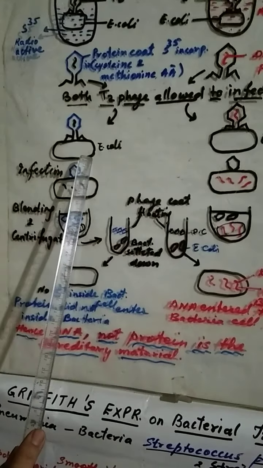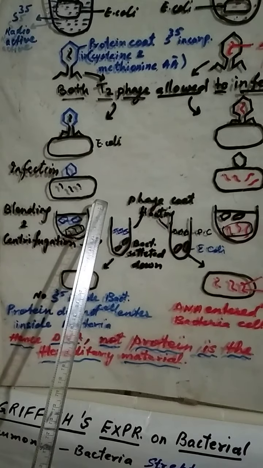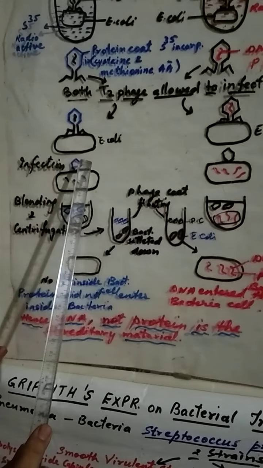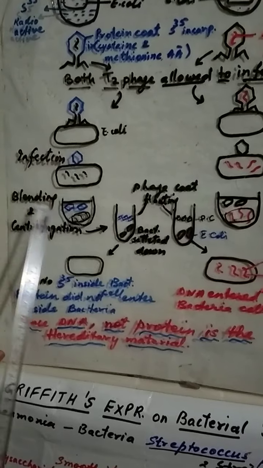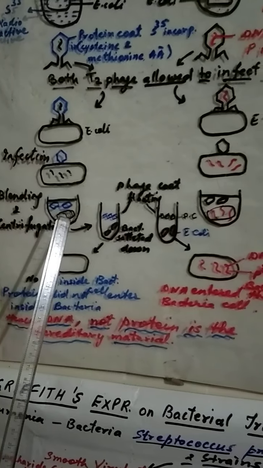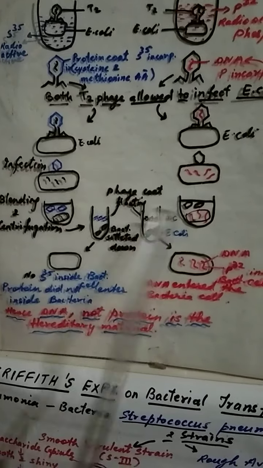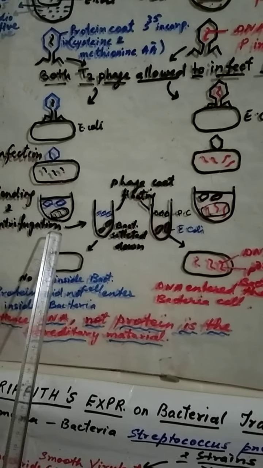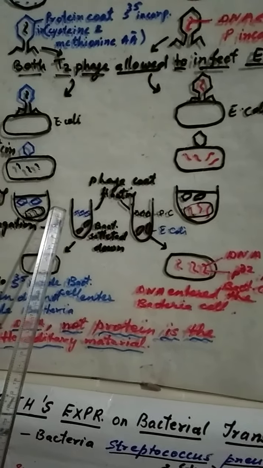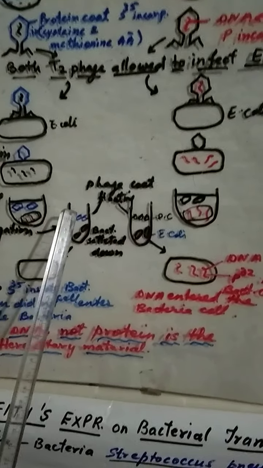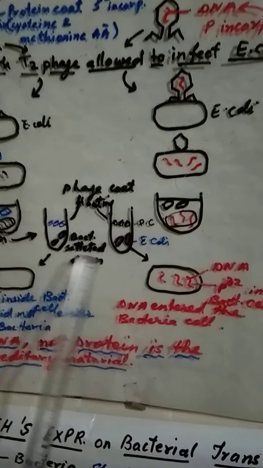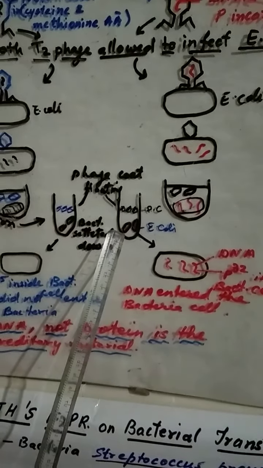Now they were allowed to infect E. coli bacteria. After the infection, this was the result seen. Now, this bacteria and this virus are both connected. So, blending was done to separate the protein coat from the bacteria. Then it was allowed to settle down by centrifugation, due to which, as the protein coat is lighter, it will be floating on the top, and the bacteria cell will settle down because it is a little heavier.